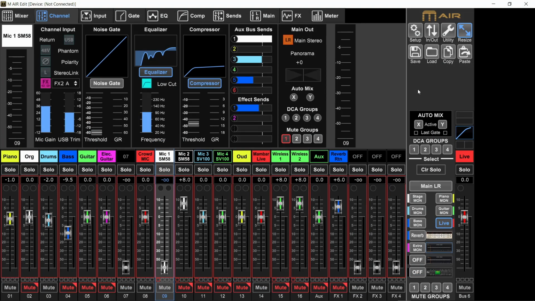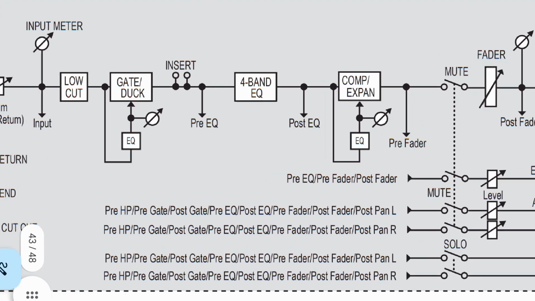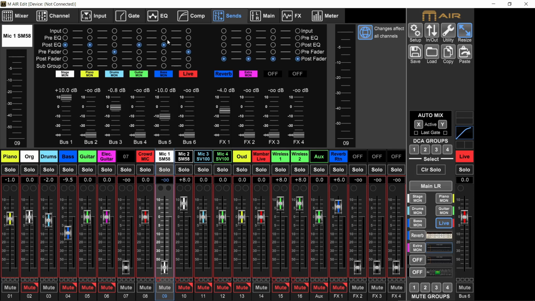You may think that it would make sense that the insert would be at the end of the signal chain, but it's in the beginning right here. If you look at the diagram for the signal chain of the channels on the MR18, you have your insert right here. That is before the pre-EQ tap. So if I go to the sends and choose pre-EQ, I'm still getting the insert.